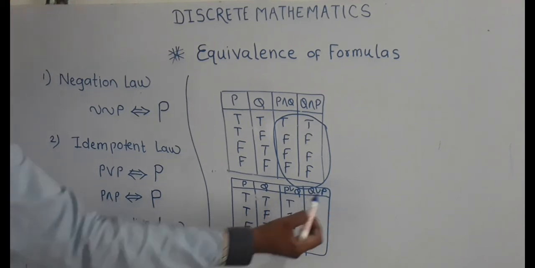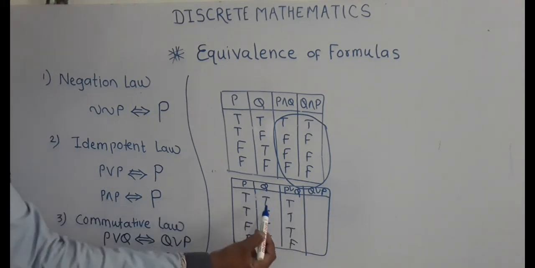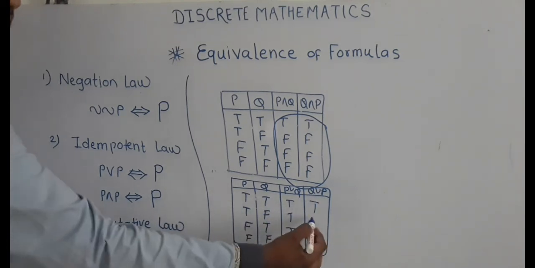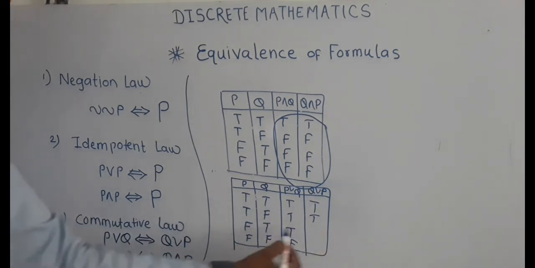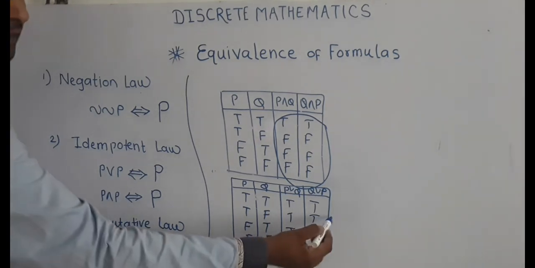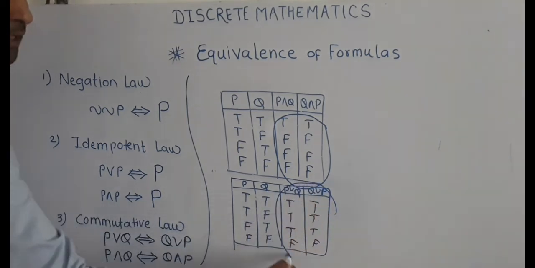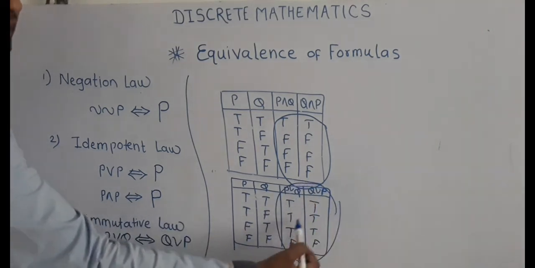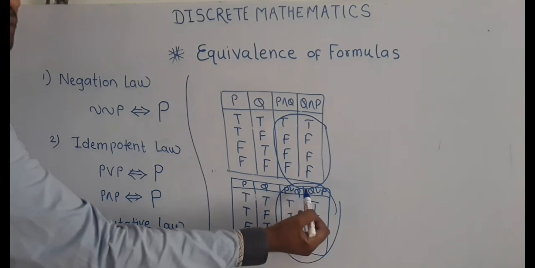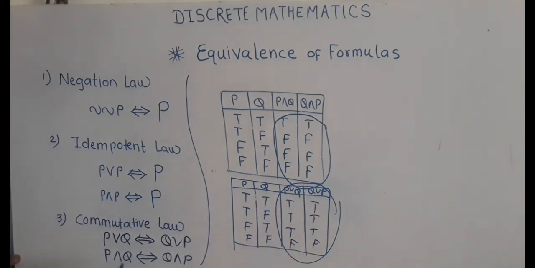Now for Q or P, that is T or T, F or T, T or F, and F or F. From that we can say that the results are T, T, T, and F. Means P or Q is logically equivalent to Q or P. That's why I have written that P or Q is logically equivalent to Q or P.